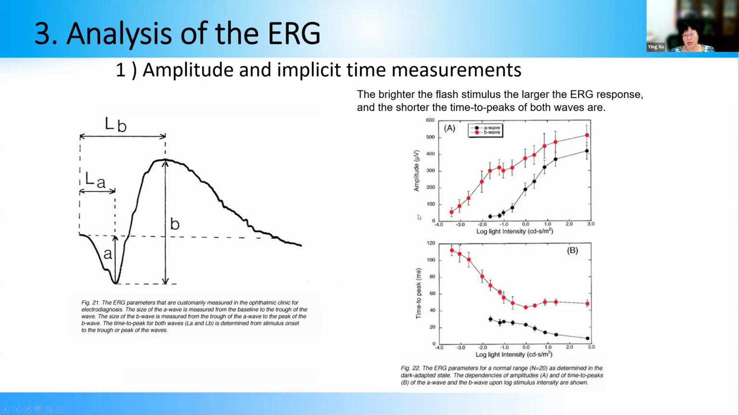Like here, they plot the amplitude of the A wave and B wave as the flash intensity increases, and they also plot the time to peak as the flash intensity increases. If you have multiple, more than three, data points along the flash intensity, the data will be more solid than just showing the parameter at one intensity. Also, from here you can clearly see that when light intensity increases, both A wave and B wave amplitude increase and the time to peak decreases. So this is a good way to present your data showing the A and B waves and their time to peak.